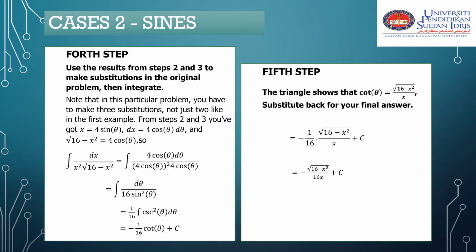The fifth step, the triangle shows that cos theta equals square root of 16 minus x squared divided by 4. Substitute back for your final answer. And then you will get the answer. The answer is negative square root of 16 minus x squared divided by 16x plus C.